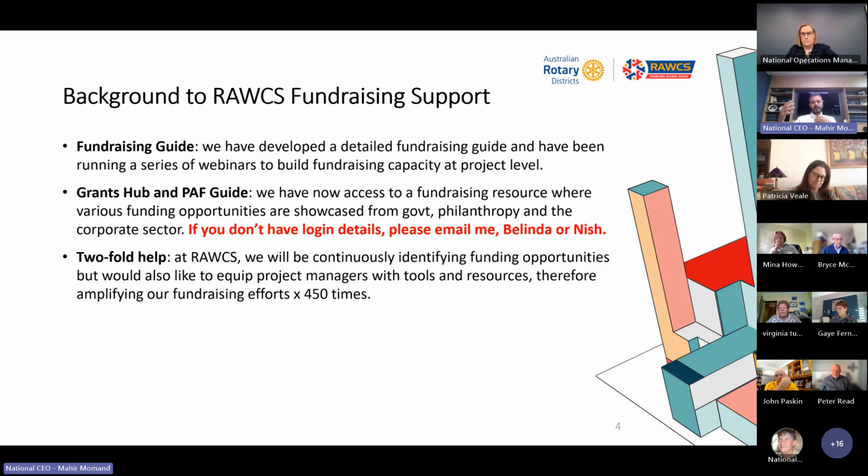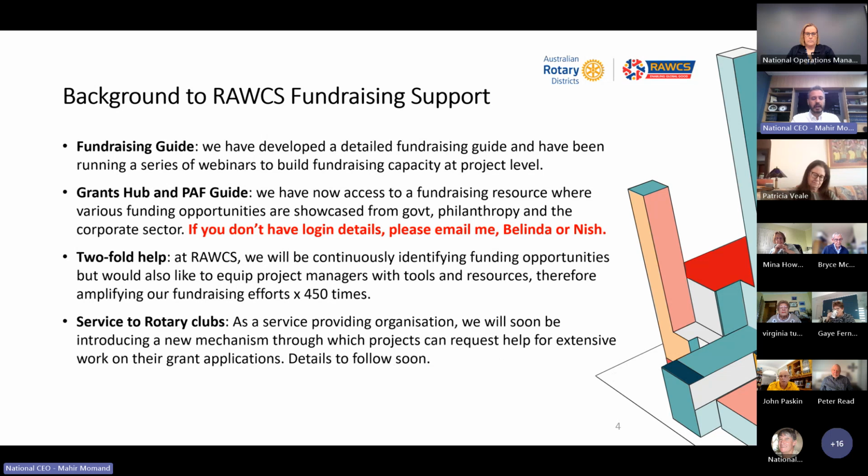So therefore, it is multiplying and amplifying the impact. It's not only me or Nish sitting here and assisting you, but it's also equipping you with the skills to actually go and do fundraising. And finally, we are in the process of bringing in a new service as RAWCS to you project managers, whereby you can request intensive fundraising support and how we can assist you with writing grant applications. The details of that to follow soon.